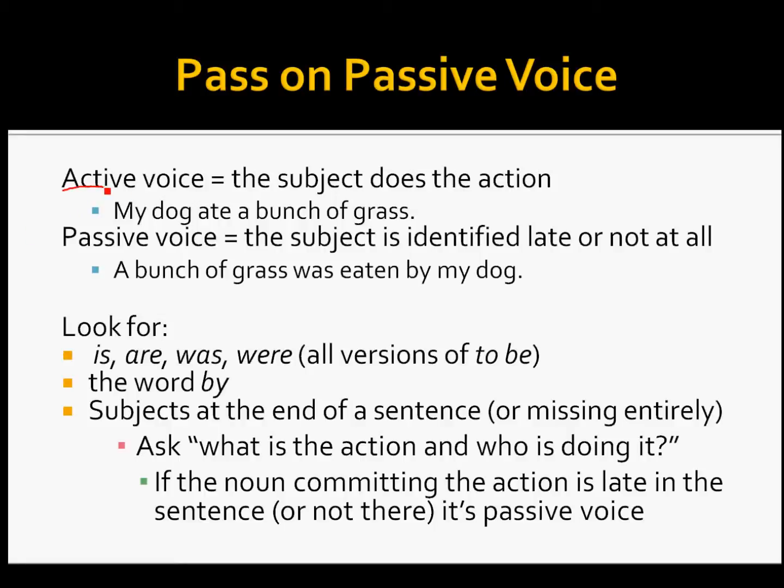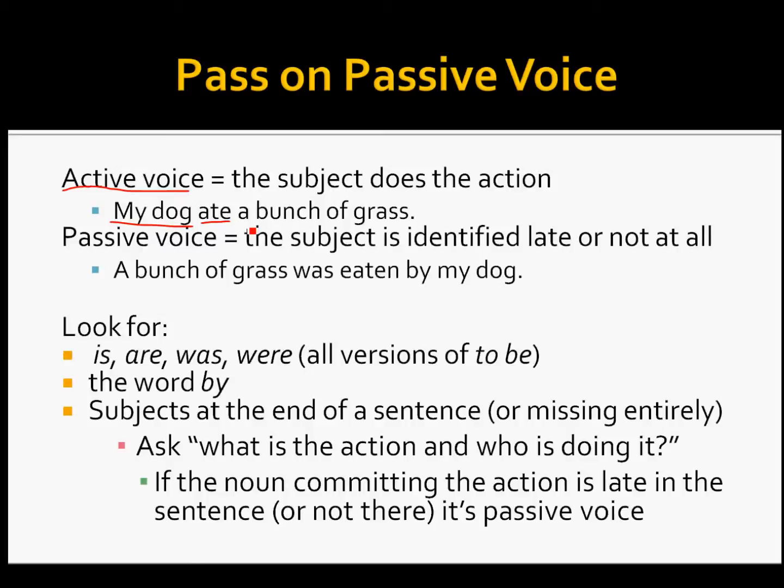Simple. Let's talk about its opposite first, active voice. Active voice is basically just when a subject does the action. Okay, my dog ate a bunch of grass. Well, who did it? My dog. You immediately know who did the action of that sentence.